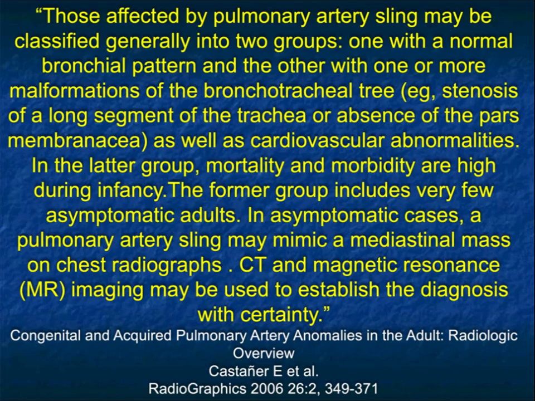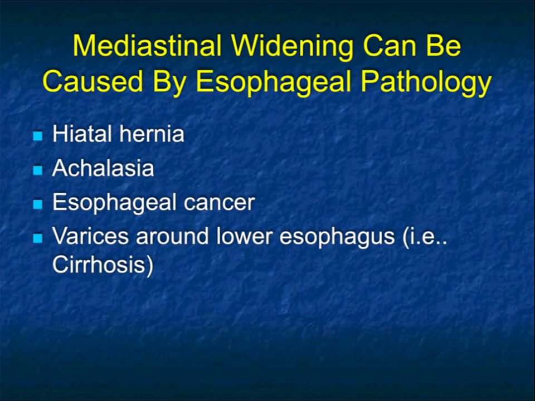When you have multiple abnormalities, the mortality and morbidity are high during infancy. Most of the cases I've seen, or essentially all the cases, are in adults, which means the patient essentially has been asymptomatic and it's just an incidental finding detected on a CT or MR scan.